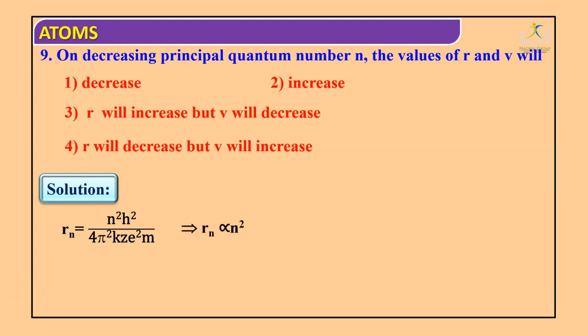So Rn is directly proportional to n square. And Vn is equal to 2 pi k z square by n h. So from here, Vn is inversely proportional to n. Hence the fourth option is correct.